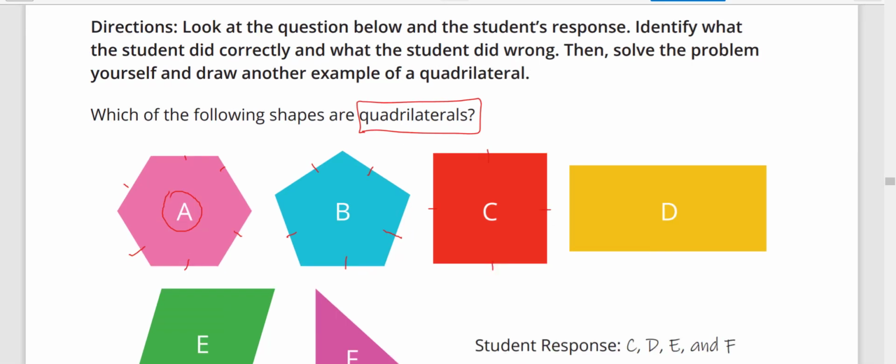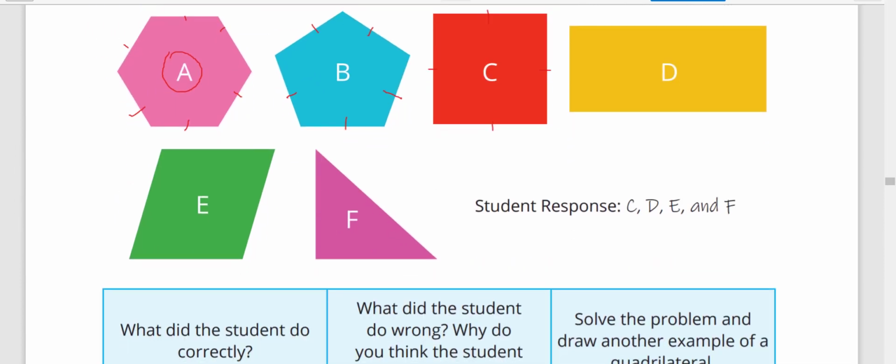And this shape is a quadrilateral, a parallelogram, that has 4 sides and 4 vertices. And this shape, letter F, is a triangle that has 3 sides and 3 vertices. It isn't a quadrilateral. Okay, complete. The student responds that the quadrilateral shapes are C, D, E, and F.